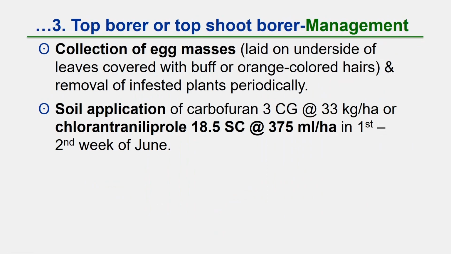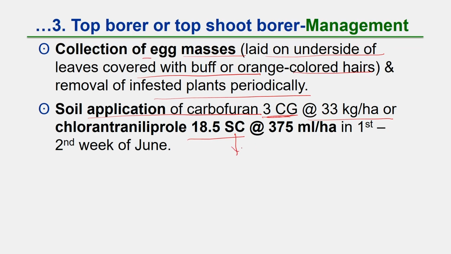What can be management for top borer? Collection of egg mass laid on underside of leaves covered with buff or orange colored hairs and removal of infested plants periodically. Soil application of carbofuran 3 CG at the rate of 33 kg per hectare or chlorantraniliprole 18.5 SC.